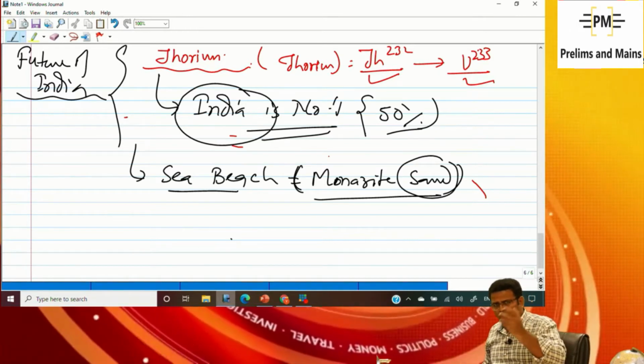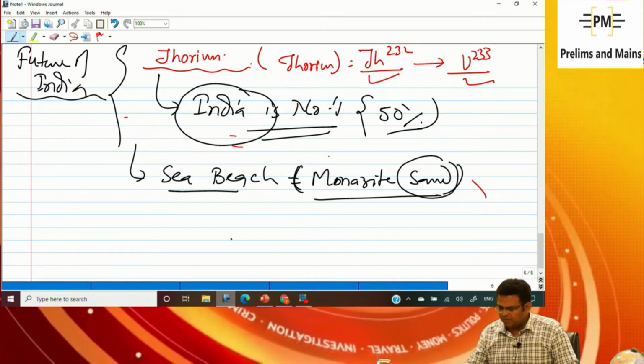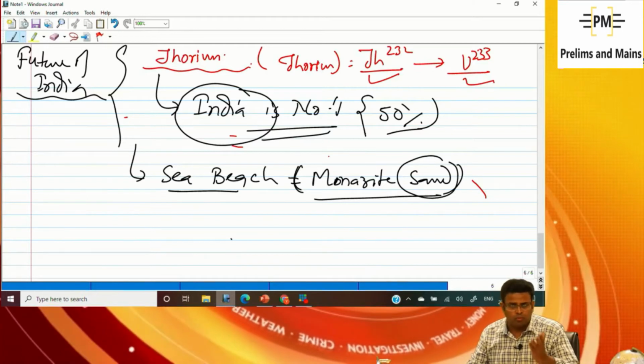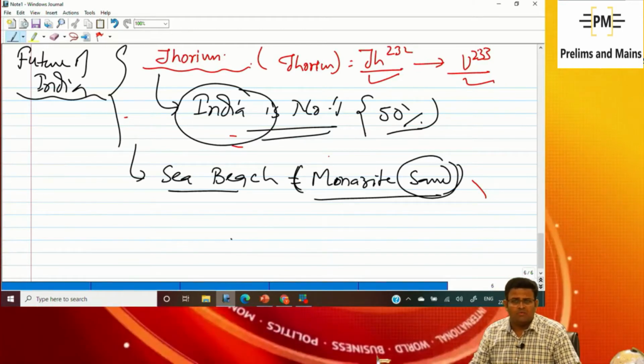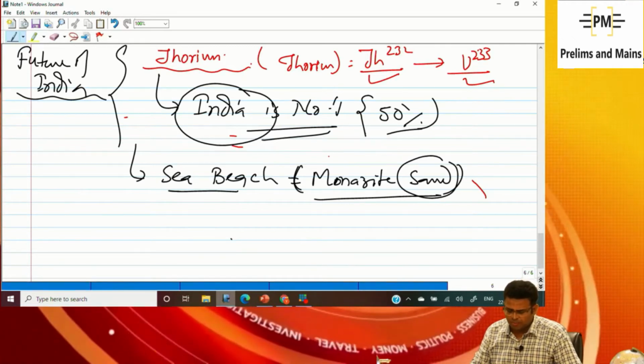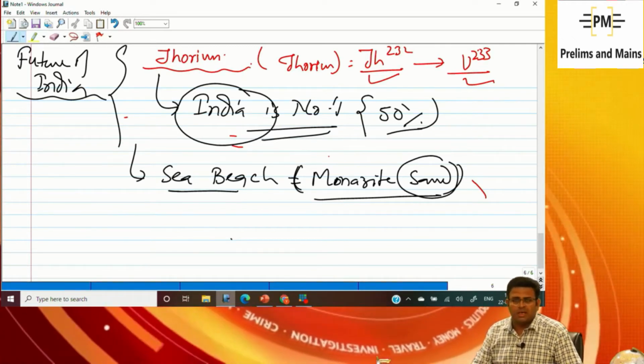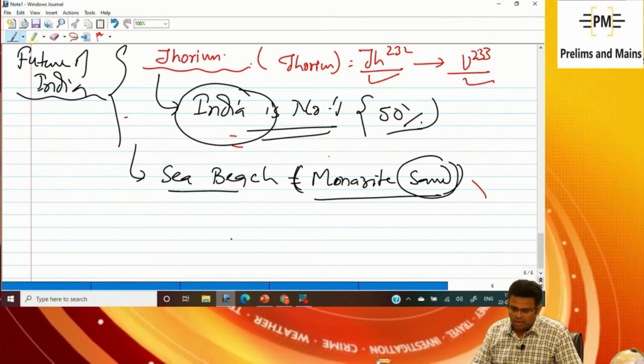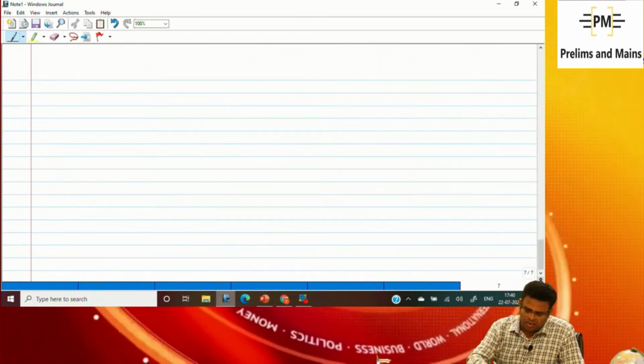And one more point: Galwan Valley, you are watching it in the news, I will tell you something about this also. So sea beach monazite sand, here we will be able to find it, and we can say where in India.